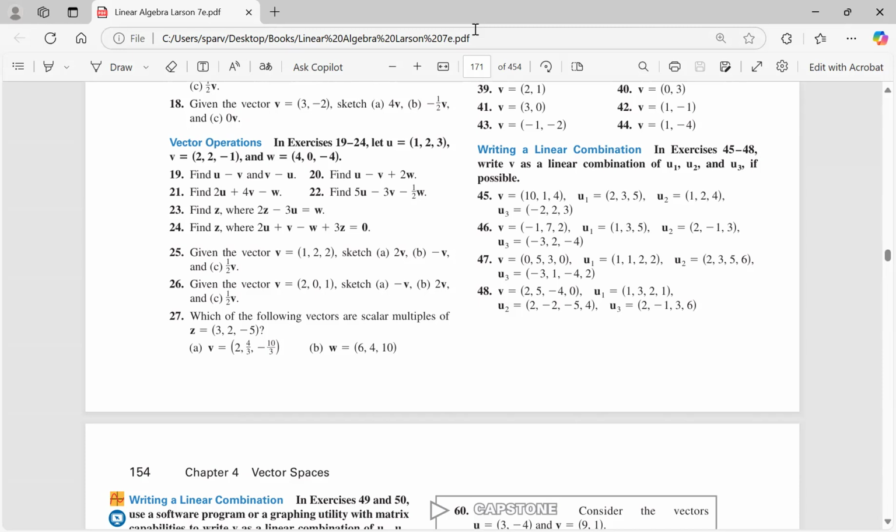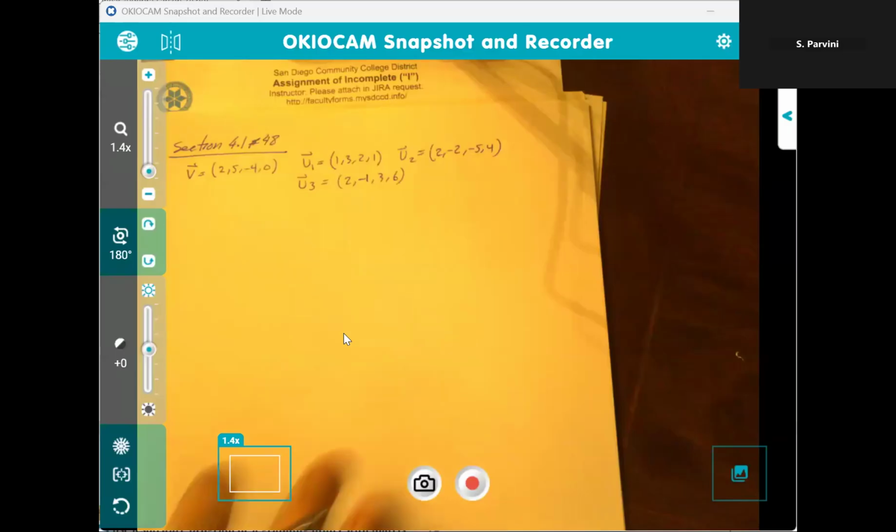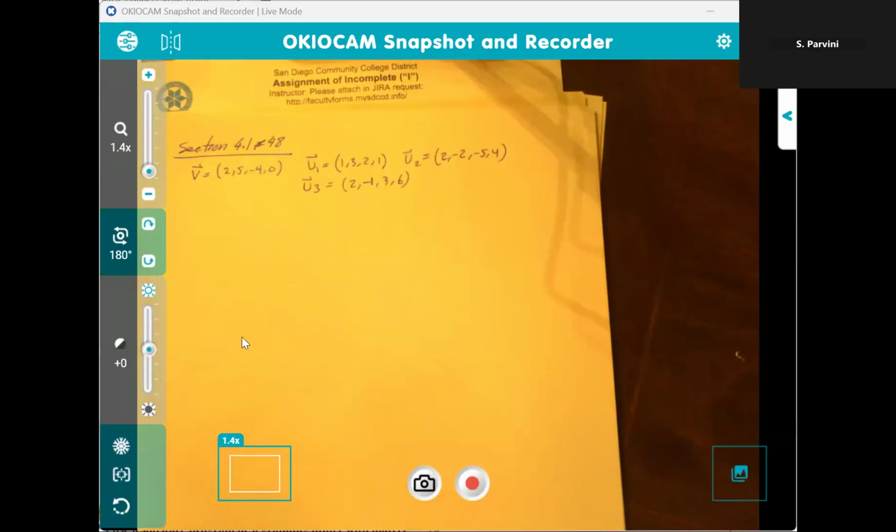So we have ordered 4-tuples, because this is in R4. So we're doing this in R4. Now let's switch to my notepad. Okay, so I went ahead and copied these.